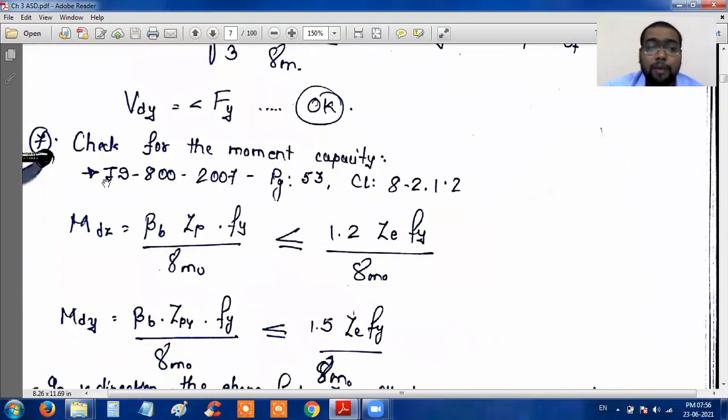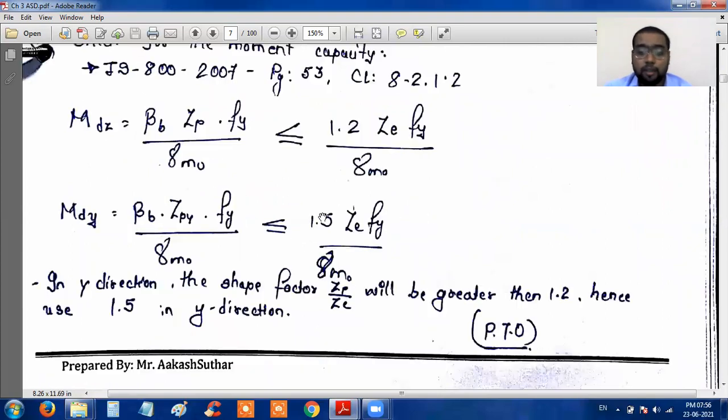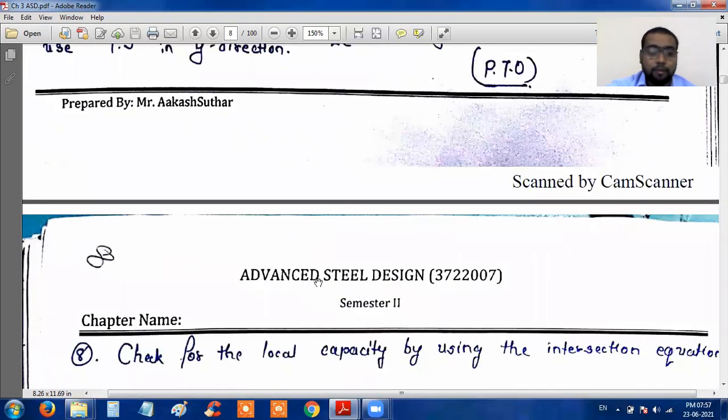Then check for the moment capacity from the IS 800 page 53, 8.2.1.2. Get the MDZ and MDY value from that equation, and it should be less than this. And here beta B is ZE upon ZP. Sorry, ZE means elastic section modulus and ZP means plastic section modulus. And shape factor is equal to 1 upon beta B, so the shape factor is ZP upon ZE.